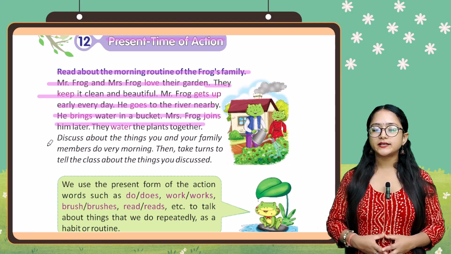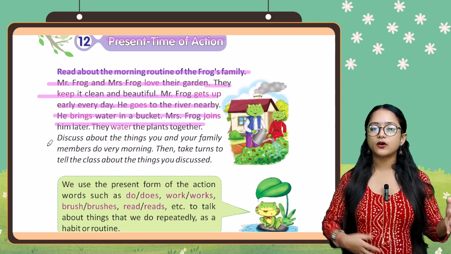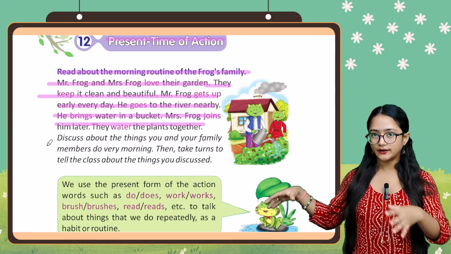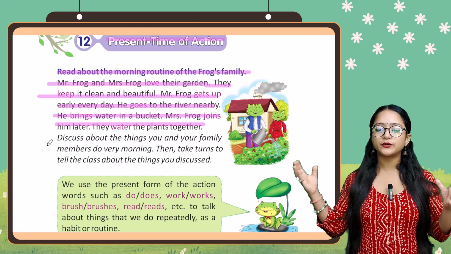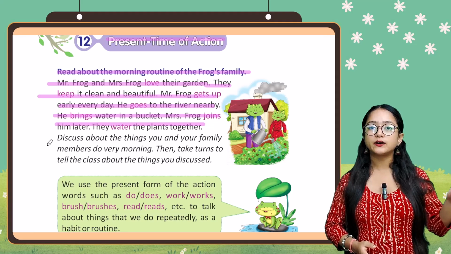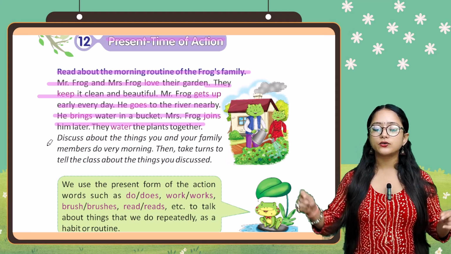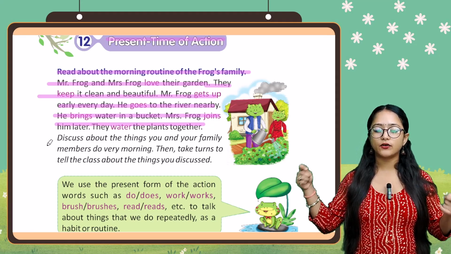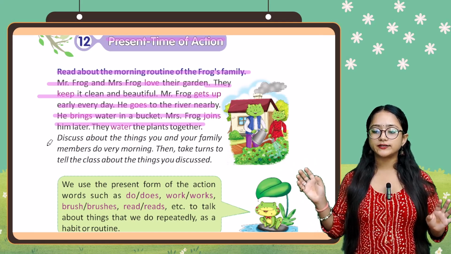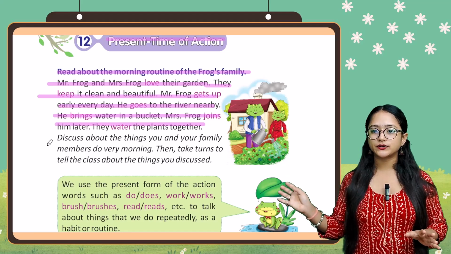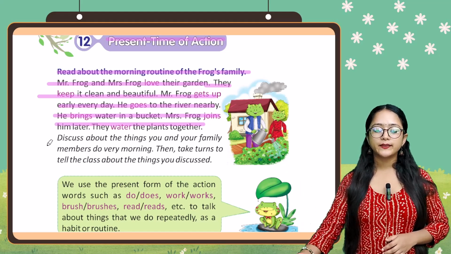So basically in this story it is telling you about Mr. Frog and Mrs. Frog. They love their garden, okay, and they always keep their garden clean and beautiful. Mr. Frog gets up early in the morning and he also goes to the river nearby and collects the water in the bucket and then he waters the plants. Mrs. Frog also joins him later. They water the plants together, as you can see in the image also.